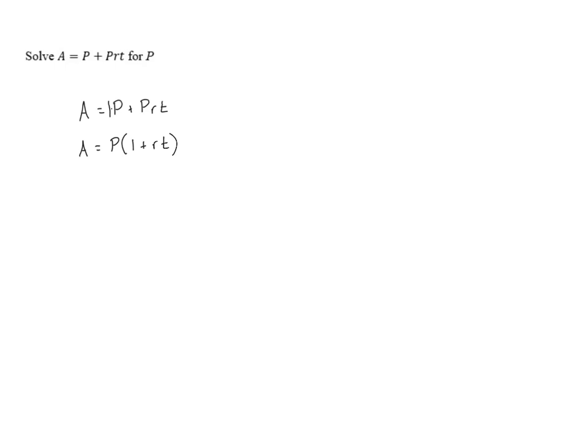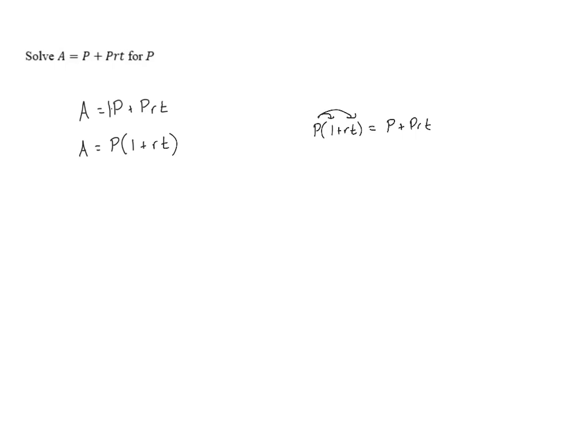Again, if you want to check to make sure that you have factored correctly, you can go through and distribute P times 1 plus RT. When we distribute, P times 1 is P, and P times RT is PRT. And we do have what we started off with, so we know we've done the factoring correctly.